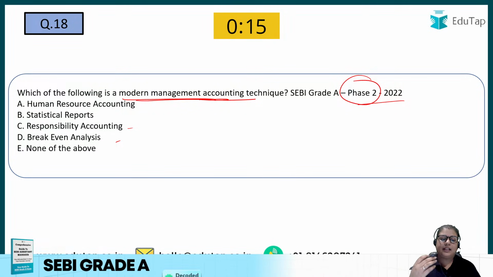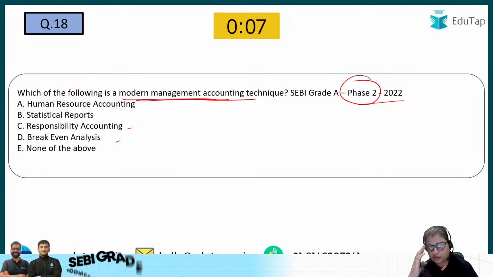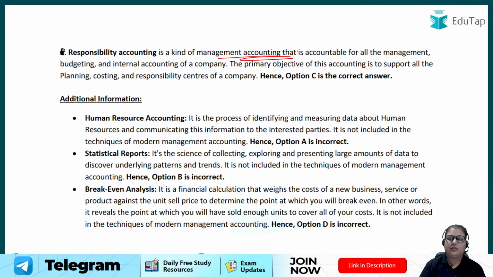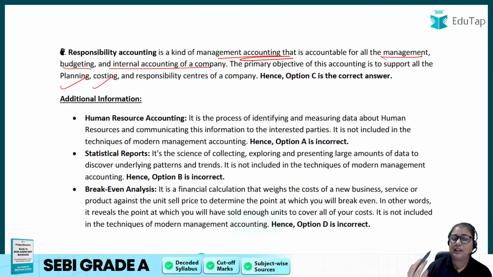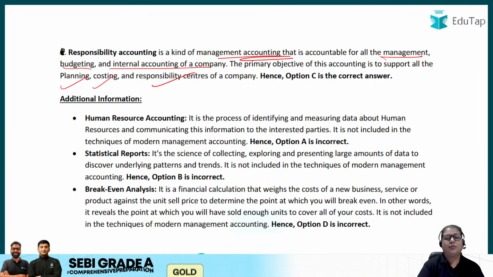The other ones, that is human resource accounting, statistical reports, break-even analysis, are all information or presentation based reports or analysis. So responsibility accounting is a kind of management accounting that is accountable for all the management, budgeting, and internal accounting of a company. Here the primary objective is to support all the planning that has been done in the organization, to support the costs of the organization, what the method is, and what techniques have been followed, and of course there are the responsibility centers.